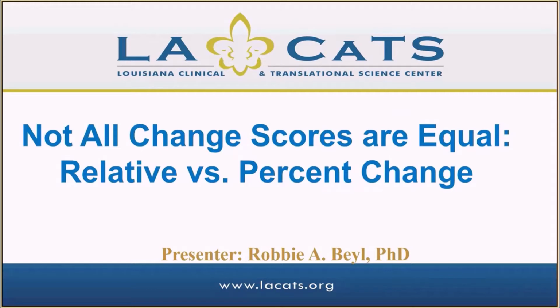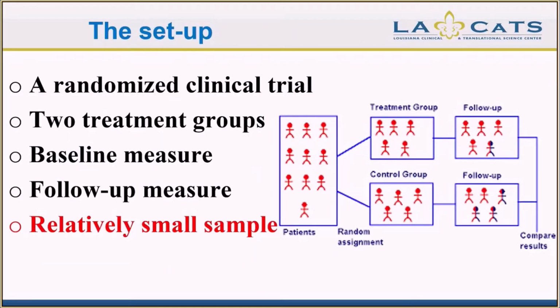Thank you. So today we're going to talk about change scores. Again, not all change scores are equal, and we're going to focus on differences between relative versus percent change scores. So let's talk about the setup that we're going to use. Now again, this is not all the setups, but this is the one we particularly want to go into today. We're going to have a randomized clinical trial. We're going to have two treatment groups. We're going to call it treatment and control. We're going to have two measures, a measure at baseline and then a measure at follow-up. And one thing that's pretty unique about the example we're going to go through today is going to have a relatively small sample size.